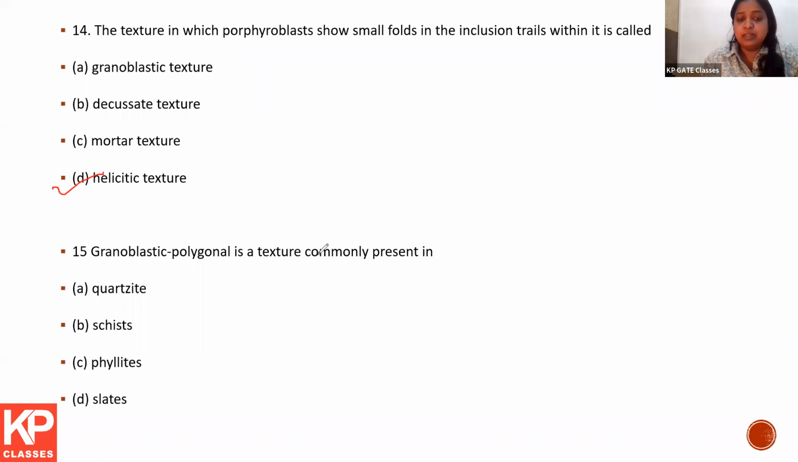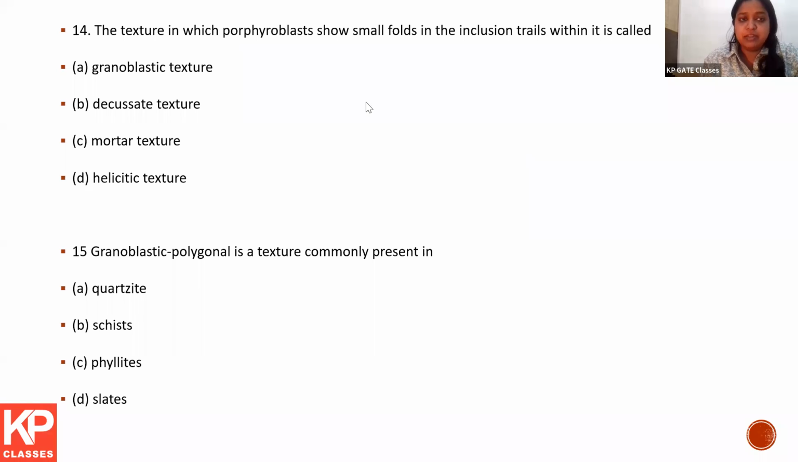Granoblastic polygonal is a texture commonly present in, this is also a very direct question, quartzite. All these others do not have granoblastic polygonal texture. These are all foliations and lineations present in schist, phyllite and slates. So the granoblastic texture is associated with quartzite. So this is also a direct, easy question.